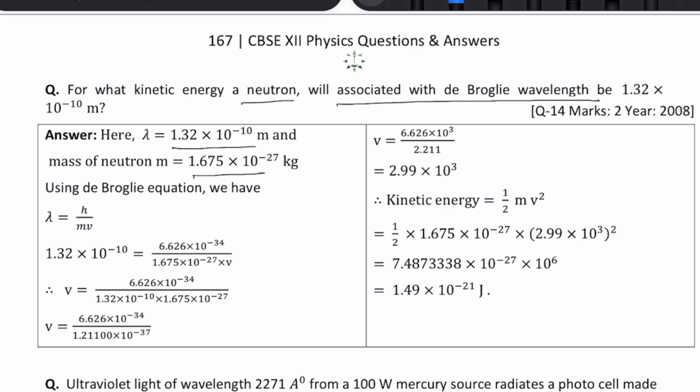So we have lambda is h by mv. Put the values of h, and v is the velocity. If we know the velocity, then we can find out the kinetic energy. So that's this much joule, correct. So, easy question. Next question.